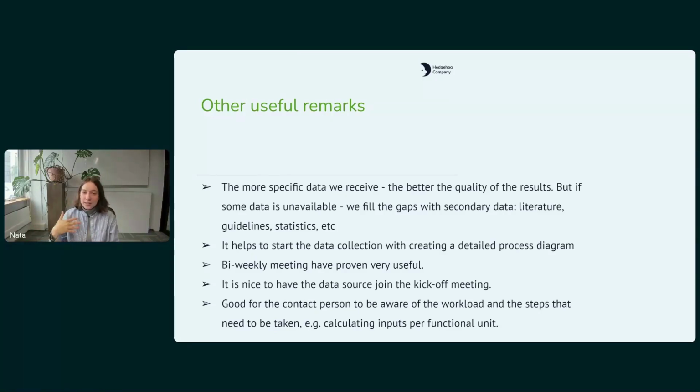Another thing that in my experience is very useful is to start the data collection process from creating a detailed process diagram. So understanding the manufacturing process, the whole life cycle, etc. Because then the chance that we will miss any data becomes much, much lower, and it becomes clearer for both you and me what data we will need to collect.